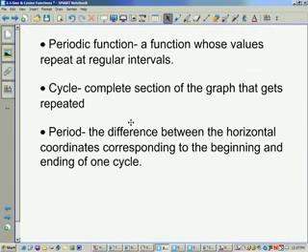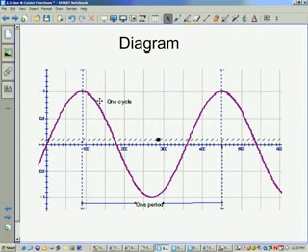All right, today we're going to look at periodic functions. A periodic function is a function whose values repeat at regular intervals. Now, a cycle is a complete section of the graph that gets repeated. The period is the difference between the horizontal coordinates corresponding to the beginning and the ending of one cycle.